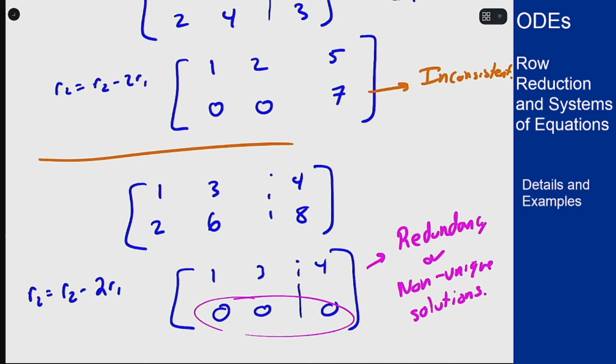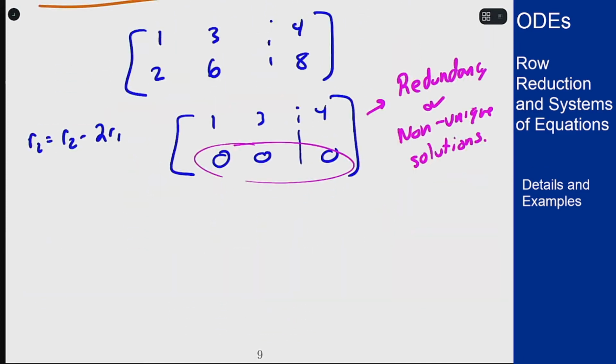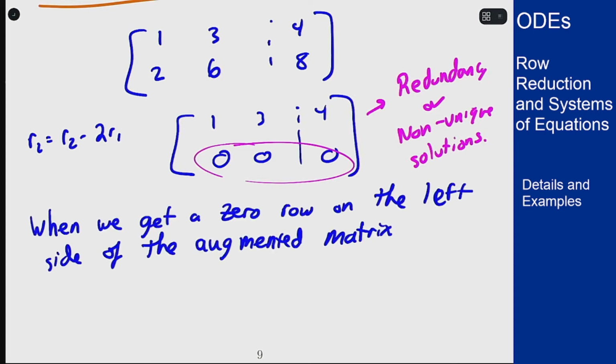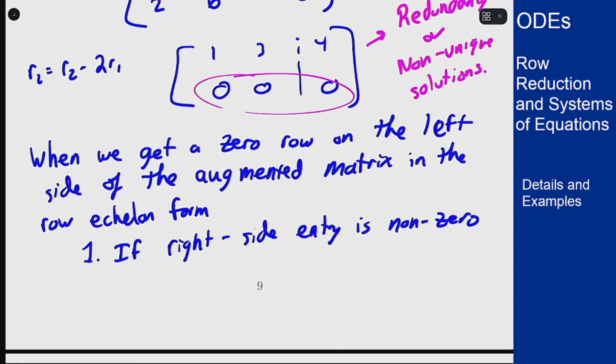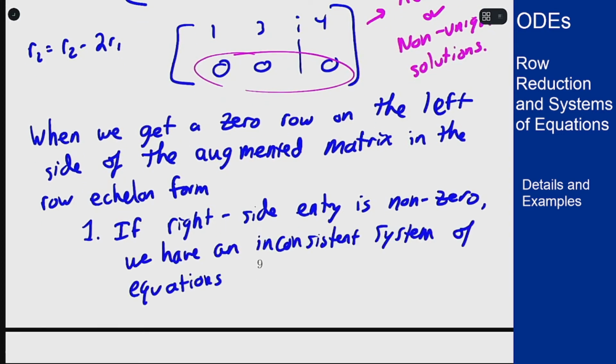The issue, and when one of these comes about, is the fact that I have a 0 row, at least on the left side of my augmented matrix. So when we get a 0 row on that side in the row echelon form, then we have two options. If the right side entry is non-zero, then it would in some sense become our pivot column in the row echelon form. Then we have an inconsistent system of equations, which means there is no solution.